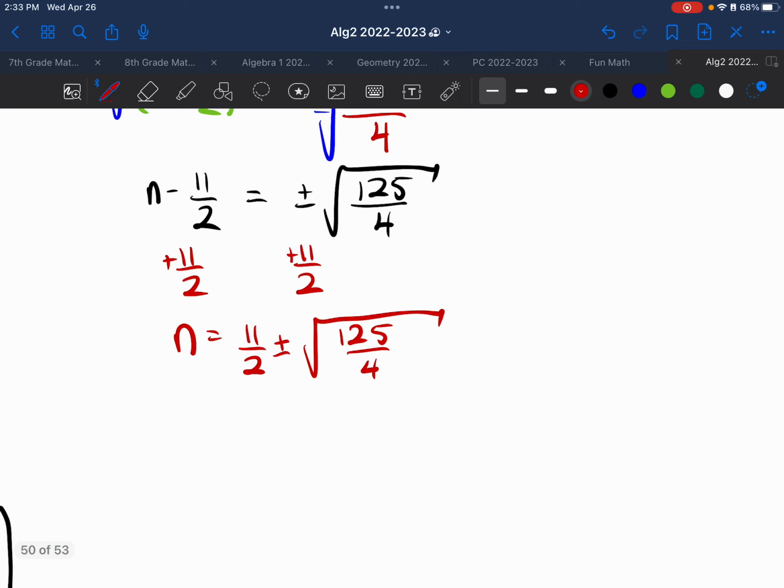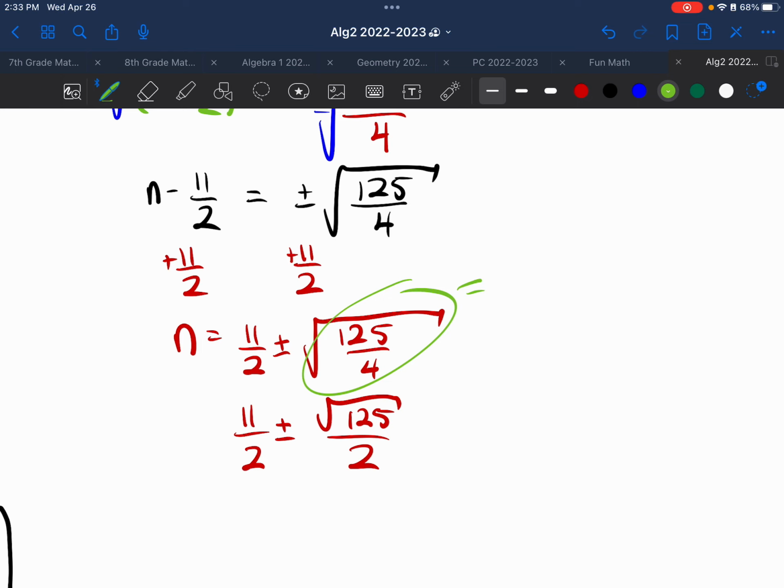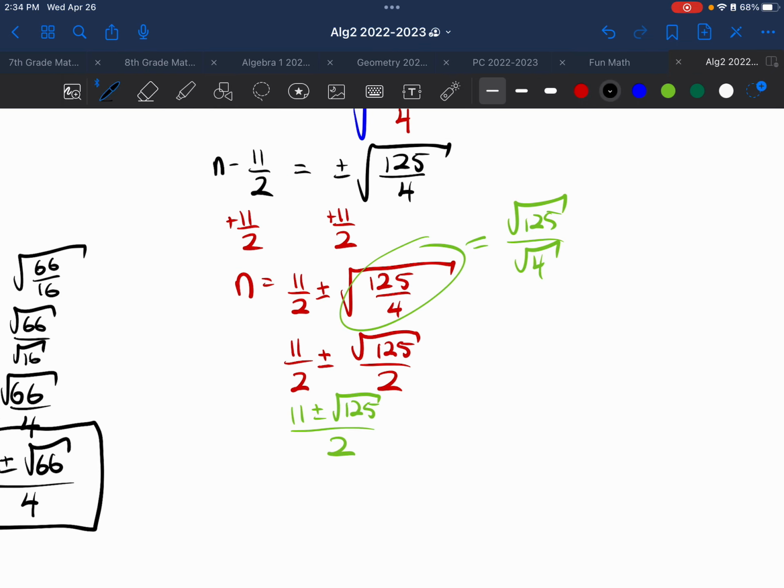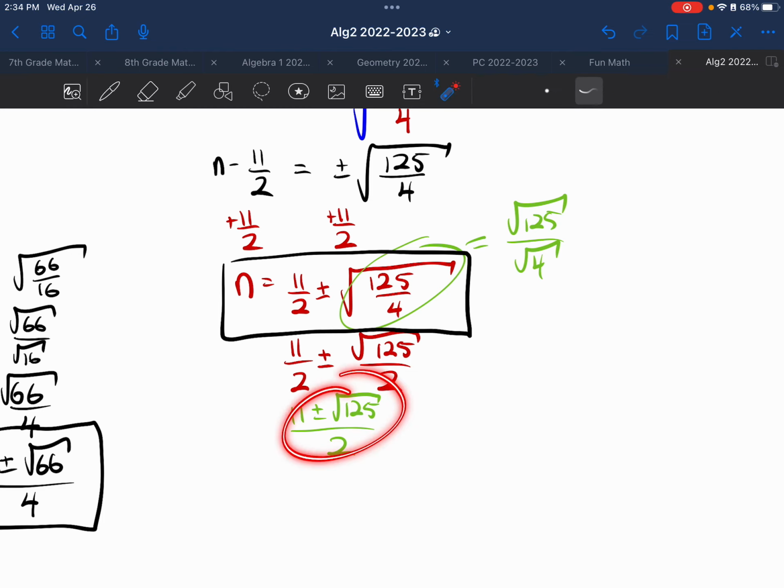I haven't actually taken a look, but I think they're going to do 11 over 2 plus or minus root 125 over 2. Because this piece right here was the same thing as the square root of 125 over the square root of 4, and the square root of 4 is just 2. And from there, I'm sure that the back will say it's 11 plus or minus root 125 all over 2. I'm just curious. What I would box in my work for this class is I would box that, but I'm thinking that this is what the back of the answers say.